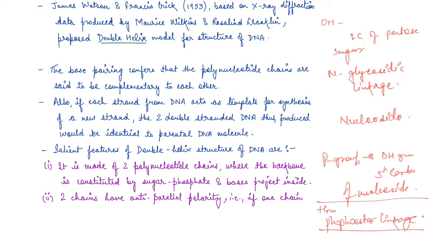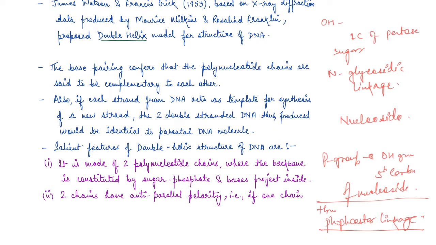This proposition was based on the observation of Erwin Chargaff that for a double-stranded DNA, the ratio between adenine, denoted as A, and thymine, T, and between guanine and cytosine is constant and equals 1, right? Erwin Chargaff said that the ratio between A and T and between G and C is always constant and equals 1.